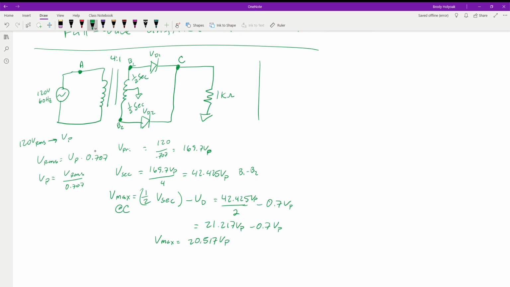So to look at this real quick, this is the total voltage at V secondary. Okay. When we take our center tap, that is the 42.425 volts. This is the voltage with the center tap. So it's going to be half of it. So this is the 21.217. And then we go through the diode.